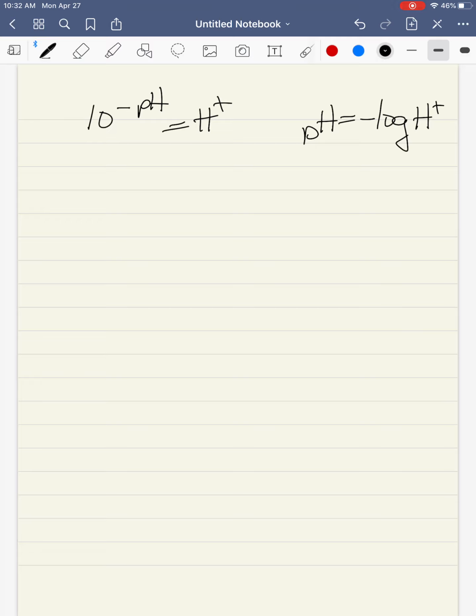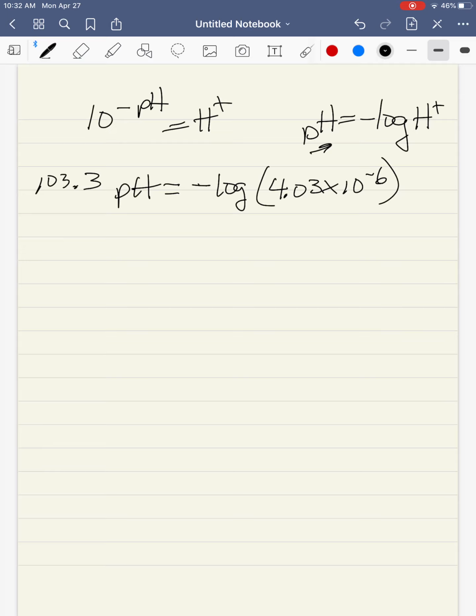All right, so 103.3 says find the pH. So if I'm looking for pH, I'm going to use this formula. Find the pH of a liquid if the H plus is 4.03 times 10 to the negative 6. All right, so put that in the calculator.